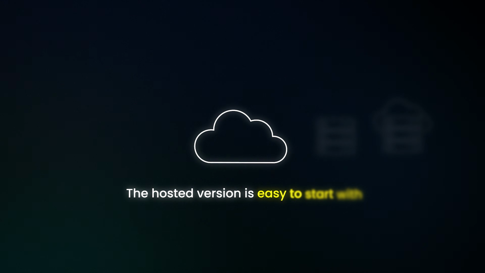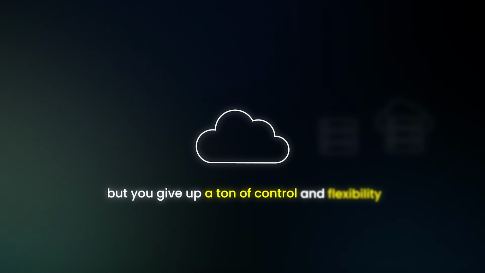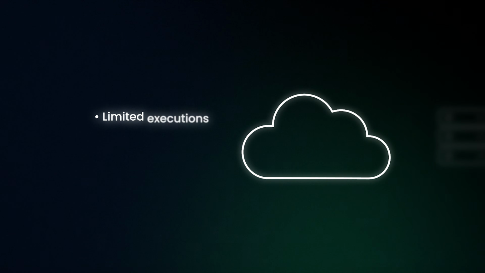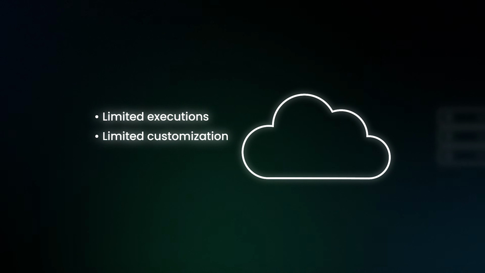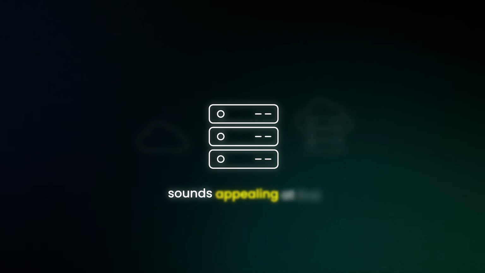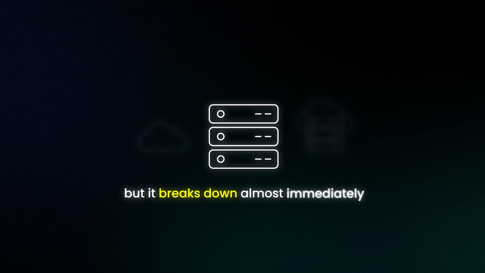The hosted version is easy to start with, but you give up a ton of control and flexibility, and the cost efficiency gets really bad as you scale. You're limited on executions, limited on customization, and you're always boxed into someone else's rules. Running N8N locally sounds appealing at first, but it breaks down almost immediately. As soon as your laptop closes, your automations stop.